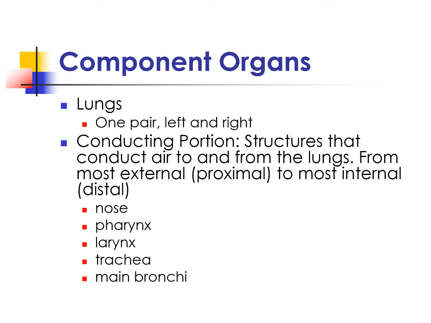So what are the component organs in the respiratory system? We have the major organ, which is the lungs, and the conducting portion. What are those conducting portions? They are the structures that conduct air to and from the lungs. So we have the nose, pharynx, larynx, trachea, and main bronchi.